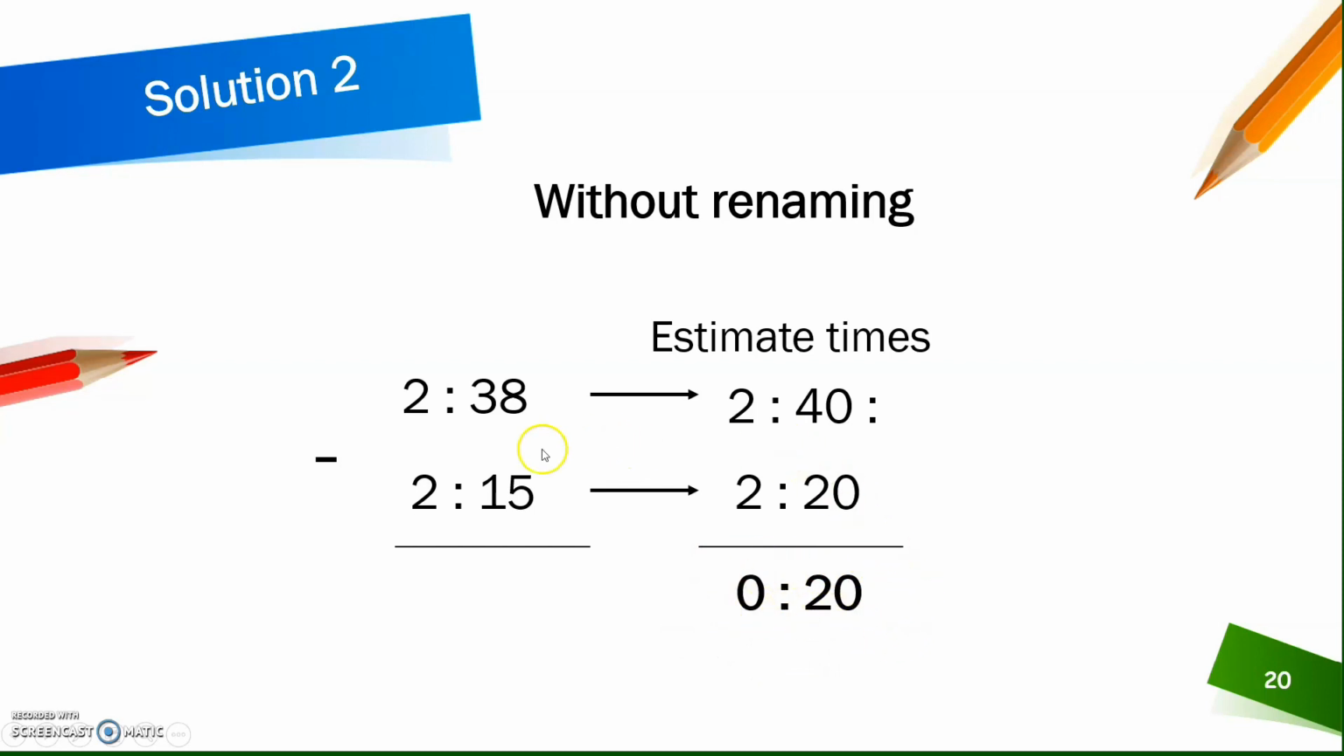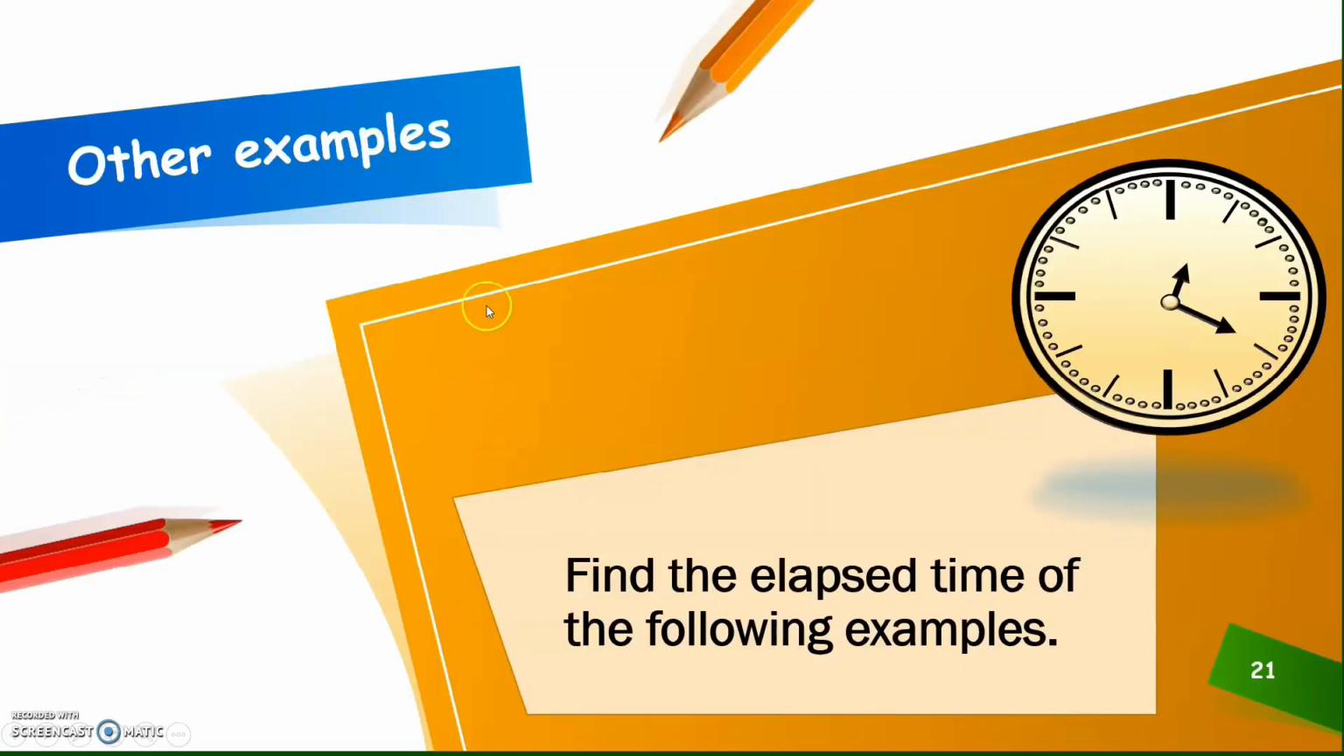Basta laging tatandaan, kapag tayo ay nag-round off, ang tawag dun sa answer natin ay estimated time. Pero kapag ito, direct subtraction, hindi tayo nag-round off, yun ang tinatawag natin na actual time or actual elapsed time. So let's study other examples in finding the elapsed time.